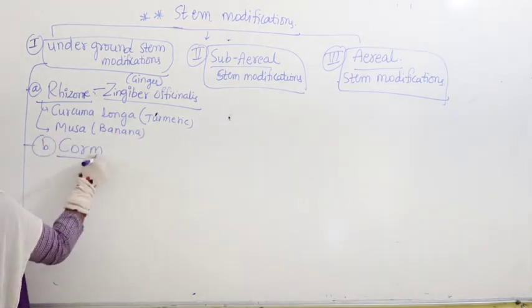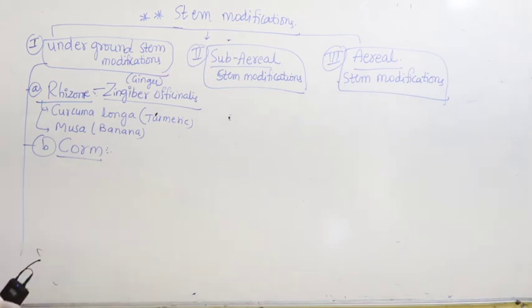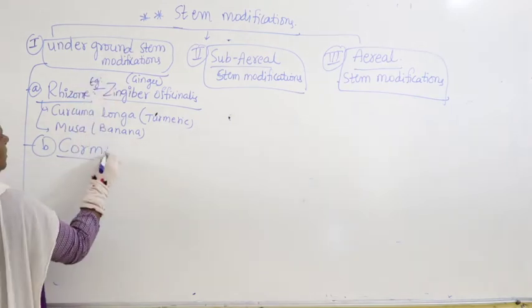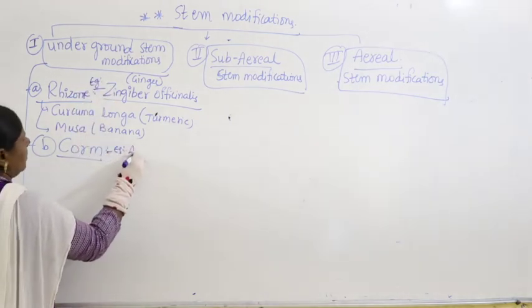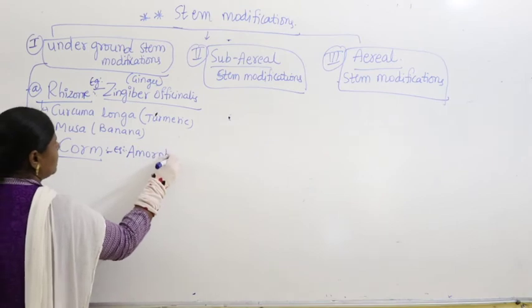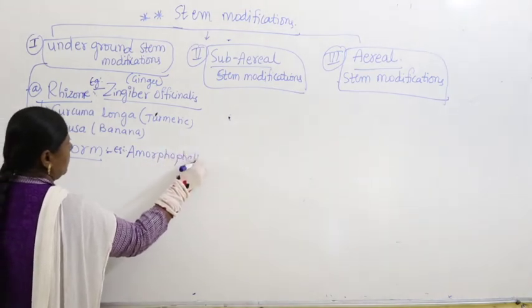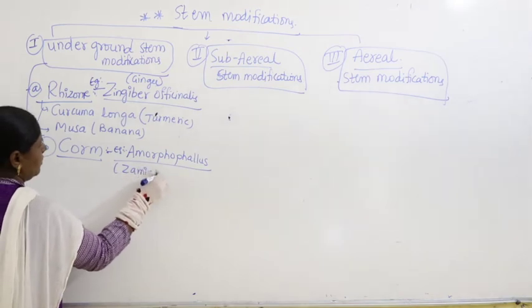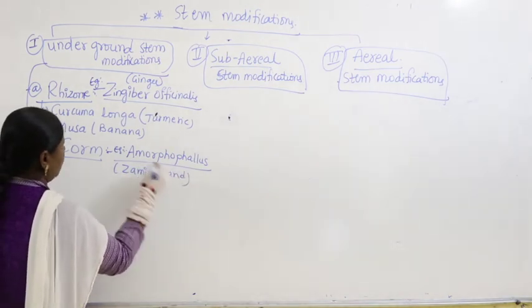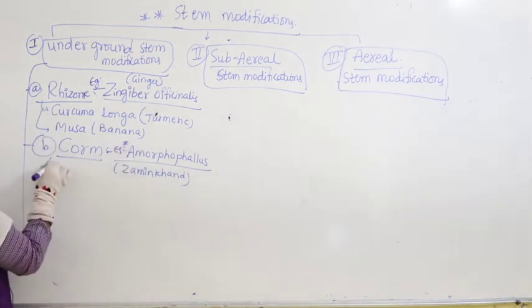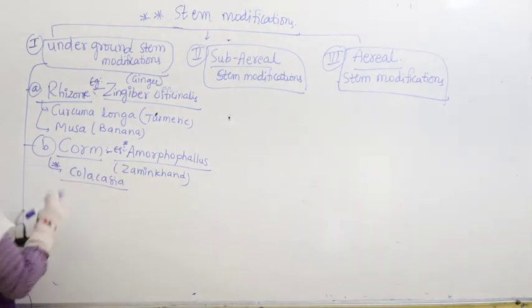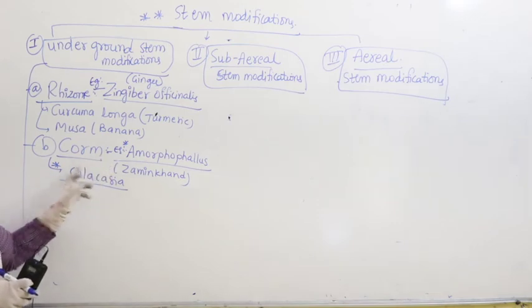Similarly, the second category is corm. In corm, what are the examples? It's just a subheading and examples. Practice it. These all are examples. What examples did we study? Amorphophallus, commonly called elephant foot yam, and then Colocasia. So these two are examples for corm.